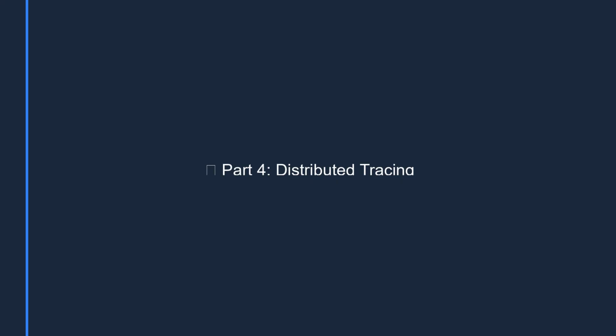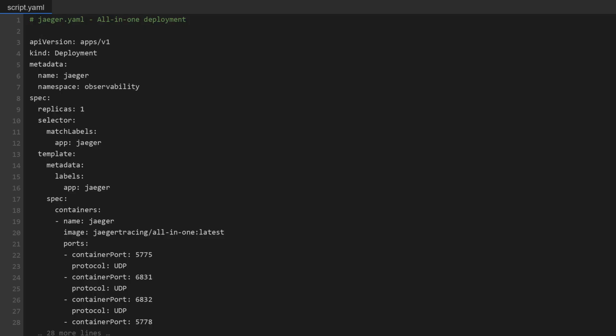Part 4. Distributed tracing. Jaeger gives you the ability to follow a single request through every layer of your system and see exactly where time was spent. For a model API, that means you can distinguish between time spent in tokenization, time spent waiting for GPU compute, time spent in post-processing, and time spent in network I/O, all in a single flame graph view.